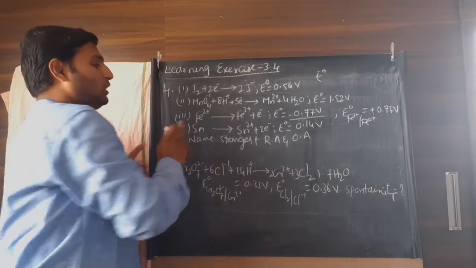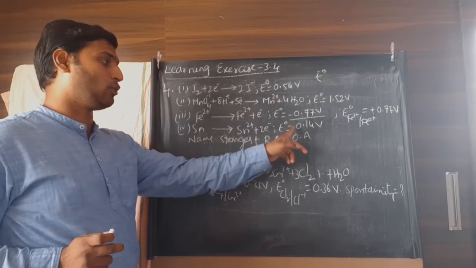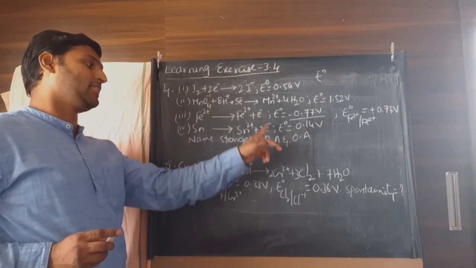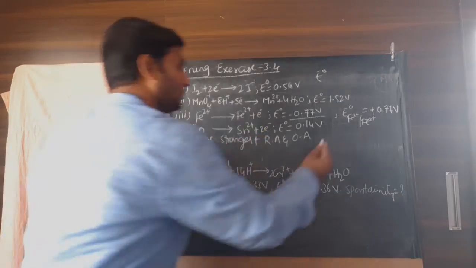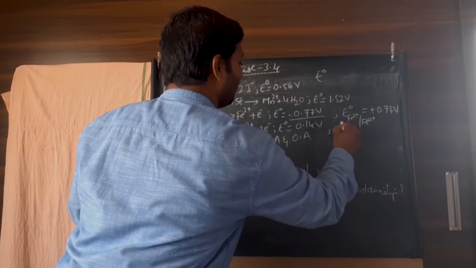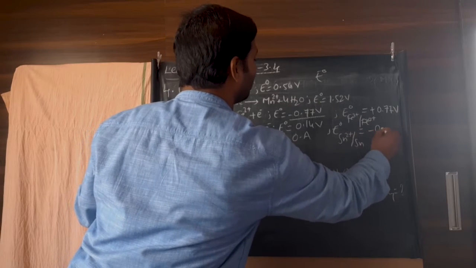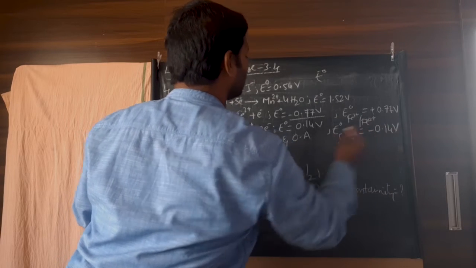Similarly, tin to stannous ion, he has given the electrode potential as 0.14 volts. You can notice tin to stannous is oxidation, but we want reduction potential. So we need to check stannous to tin. Stannous to tin, it is going to be minus 0.14 volts.